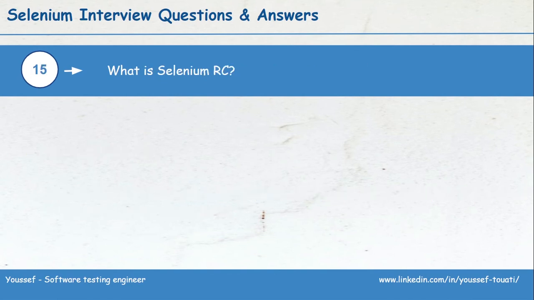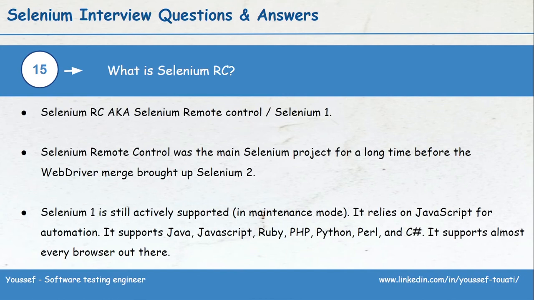What is Selenium RC? Selenium RC, also known as Selenium Remote Control or Selenium 1, was the main Selenium project for a long time before the WebDriver merge brought up Selenium 2. Selenium 1 is still actively supported in maintenance mode. It relies on JavaScript for automation. It supports Java, JavaScript, Ruby, PHP, Python, Perl, and C#. It supports almost every browser out there.